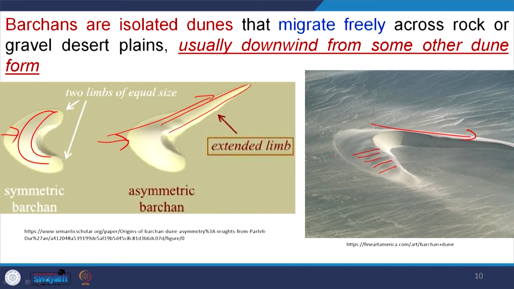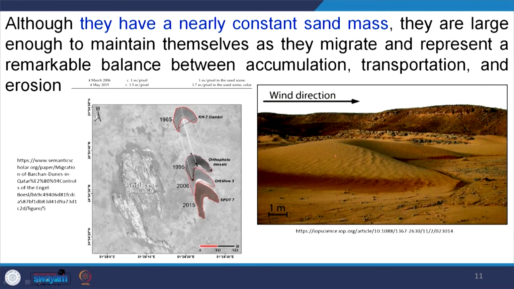So, that means barkans are isolated dunes, they migrate freely across the rock or gravel desert plain, usually downwind from some other dune form. So, in the downwind they can be divided into other types of dunes. Although they have a nearly constant sand mass, they are large enough to maintain themselves as they migrate and represent a remarkable balance between accumulation, transportation and erosion.